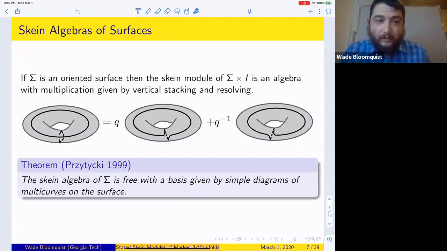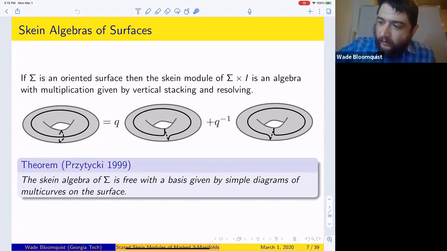So here we see a nice picture where on the left we have just the meridian times the longitude of the torus here, where this is happening inside of the torus cross an interval now, where on the previous slide, this same kind of picture looked like a genus one handle body. Now we really do want this to be a torus cross an interval where we're projecting onto one of the pieces. But so when we take this multiplication, suddenly we have a crossing that we can resolve. So now this multiplication of two framed links becomes a linear combination of framed links.